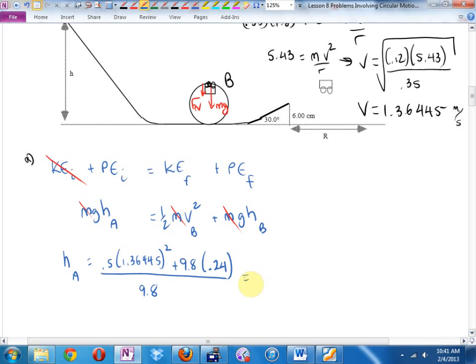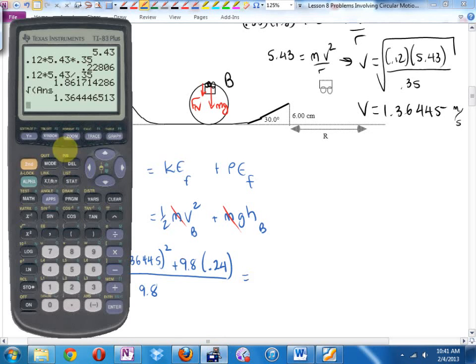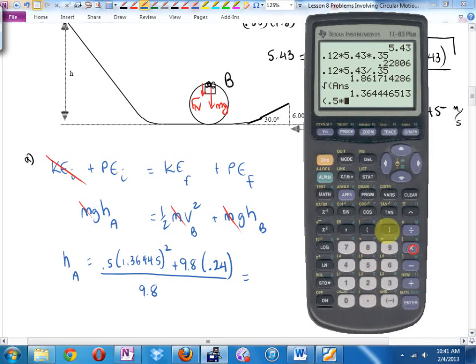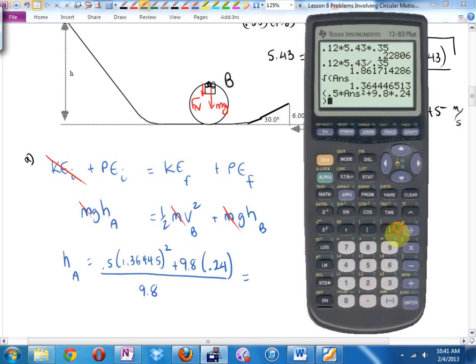What do you get? I got this number stored still, so I'm going to go bracket 0.5 times this answer squared plus 9.8 times 0.24, close bracket, divided by 9.8. You get 33.5 centimeters, 0.335.